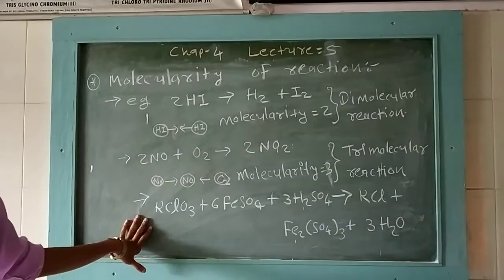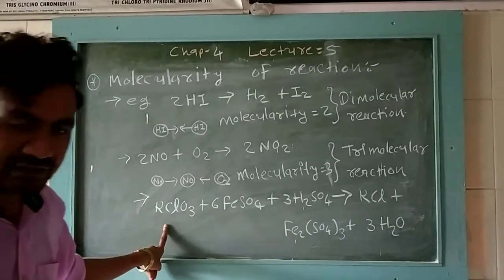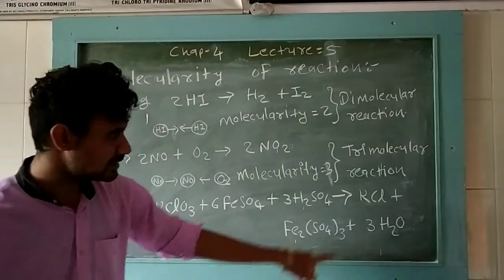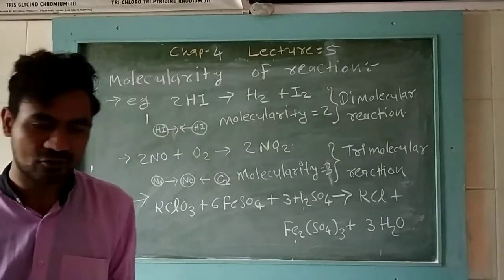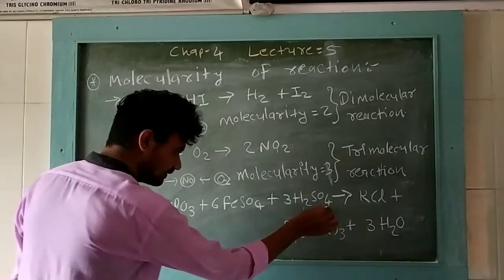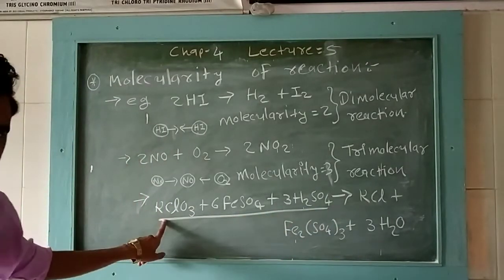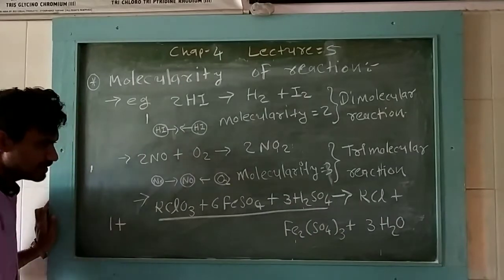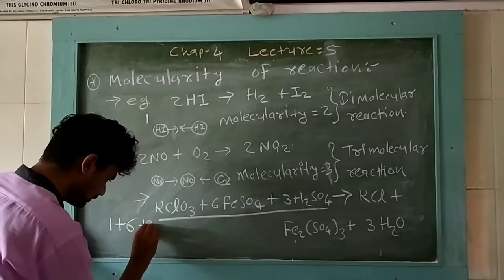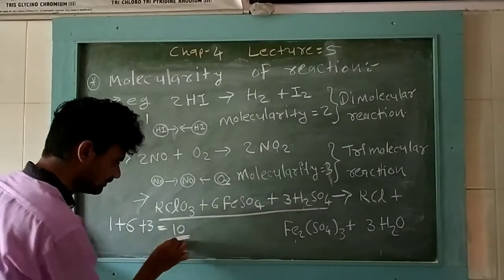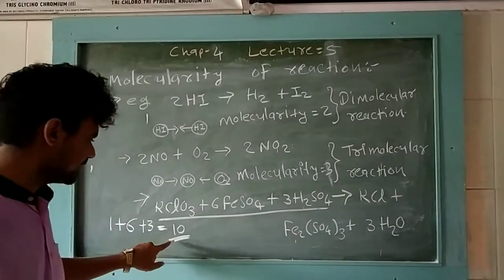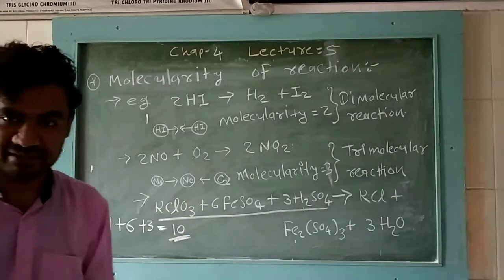Now look at the third reaction: KClO3 plus 6FeSO4 plus 3H2SO4 gives KCl plus 3Fe2(SO4)3 plus 3H2O. Here the reactants are 1 KClO3 plus 6 FeSO4 plus 3H2SO4. So the total will be 10. So one can say by observing the reaction that molecularity must be 10, but that's not the case.